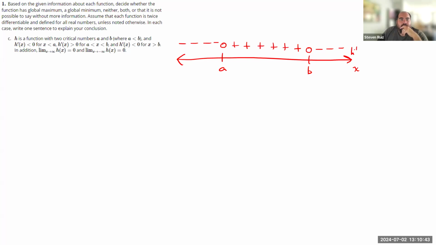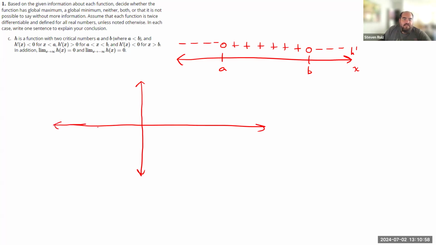All right. Oh, and also I know something about the limits. Okay, so let's do this again. Let's do this graph a little differently. I'm not told anything about A and B other than the fact that A is less than B. So let's do this. I'll say A and B are about symmetric about the y-axis.